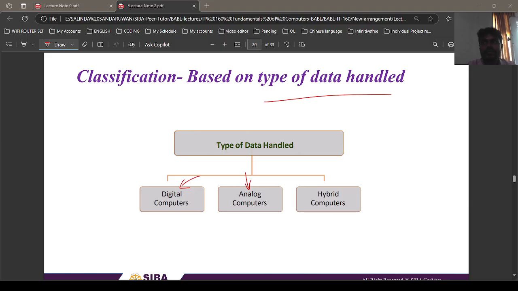Digital computers solely depend on digital signals. So what are the two types of digital signals? Two types means the two states, 1 and 0, on and off. But when it comes to analog computers, they will maybe measure the speed, the temperature, the voltage, so many physical things, right? So that's the difference between the analog computers and the digital computers.